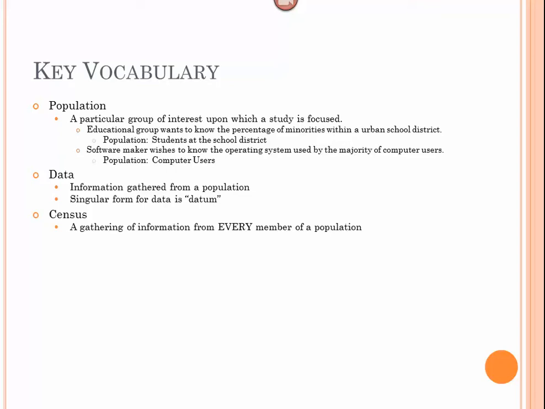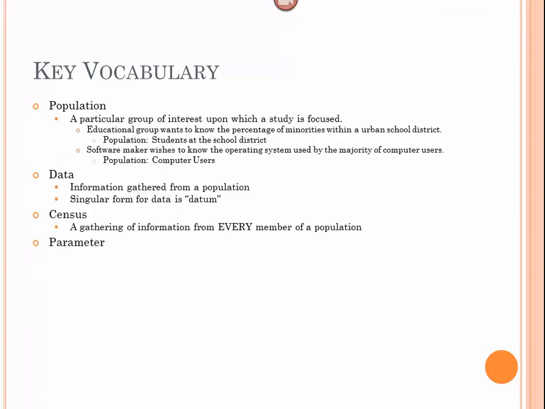But again, populations can be really big or they can be really small, like a single classroom. So there are times where a census is doable. And if that's the case, we would just go ahead and proceed with the census as long as our population is small enough and that we can ensure every member of that population is reachable.